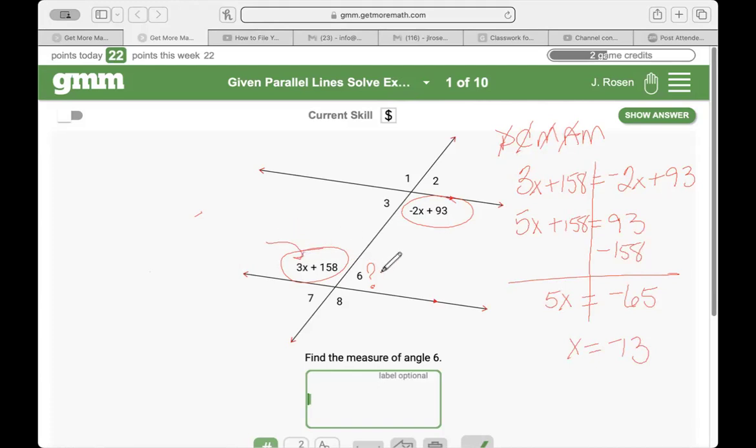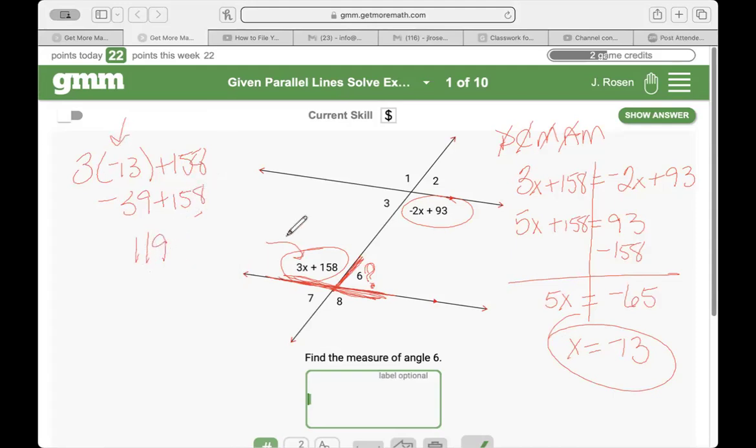And the reason I'm choosing this one is because it wants us to solve for this. And what we need to know, this is a supplementary angle, which means it's going to add to 180, right? So that gives us lots of information there. So first thing we're going to do is 3 times negative 13 plus 158. So we took what x equaled, and we're substituting it in right here, okay? So 3 times negative 13 is negative 39, plus 158 is 119, okay? So that tells us that this right here is 119 degrees.